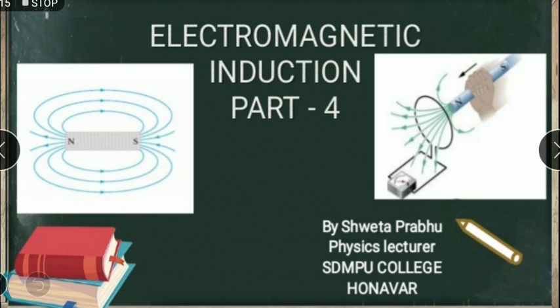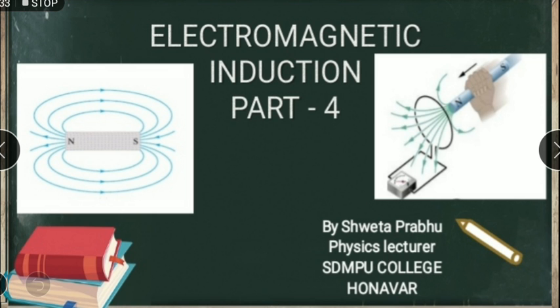Let us continue the topic, that is electromagnetic induction. It's part 4. Up to the last class, we have studied the induction types. That is, induction can be classified into two types: self induction and mutual induction. So self induction means what?